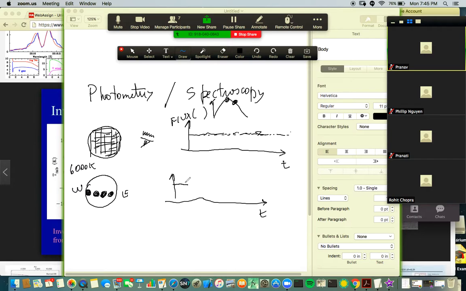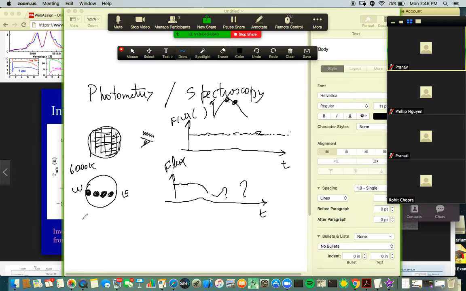So you have some nice flux. If you are plotting flux per time, you have a nice constant flux, and then suddenly the spot comes into view, and then what happened? There you go. So what happened? So what I would like you to do is to simulate that. How can you do that?